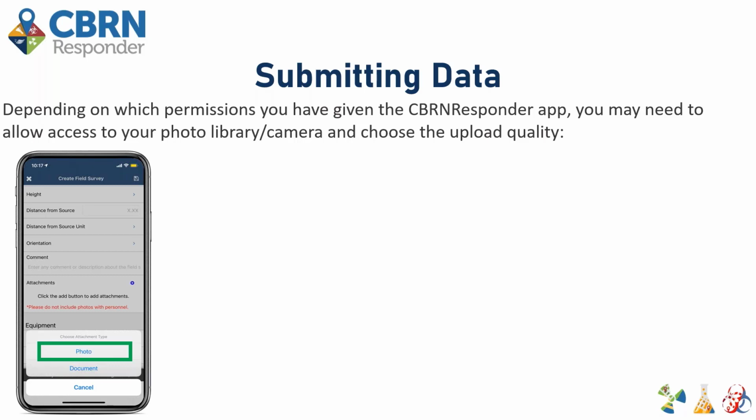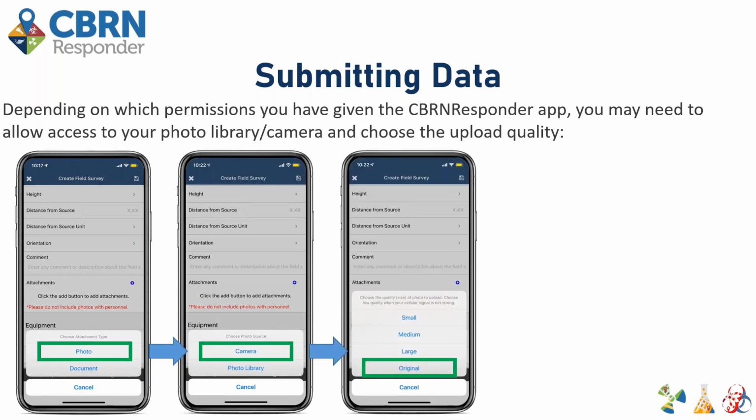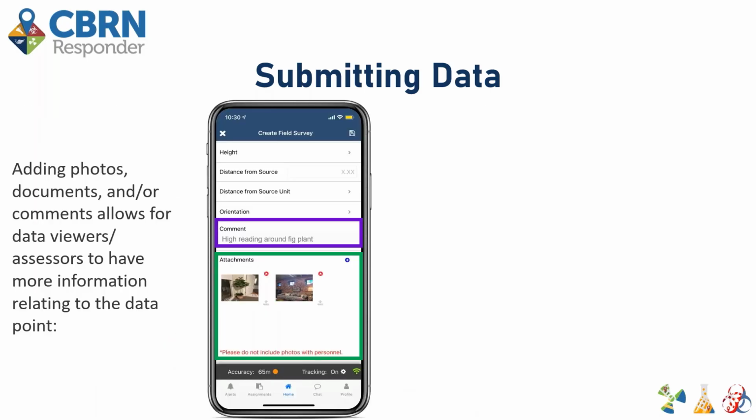Here's an example of how I would upload a photo. So I'll select photo, camera, I'll select the size or quality depending on my data connection. I may want to choose a small quality size, large, original. And then I need to give the application permission to access my camera. From there, I can take photos or videos. Here I took 2 pictures and provided a comment.